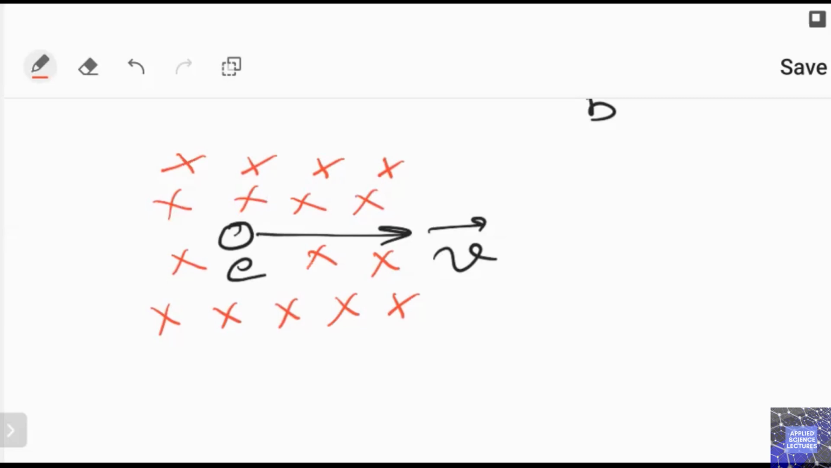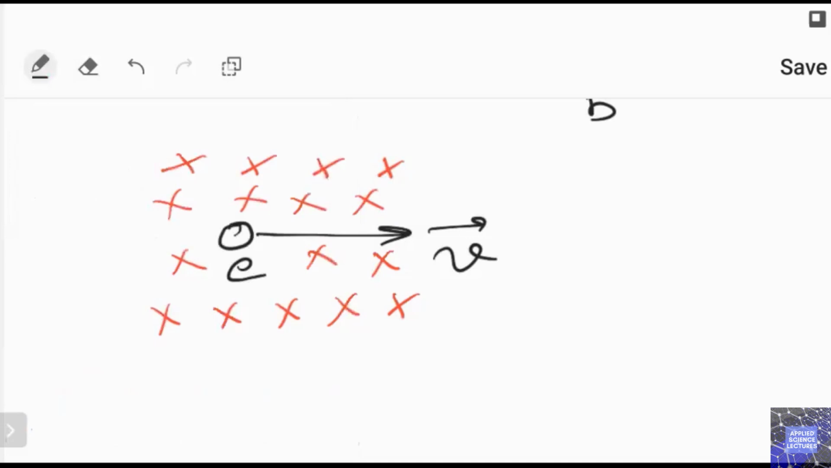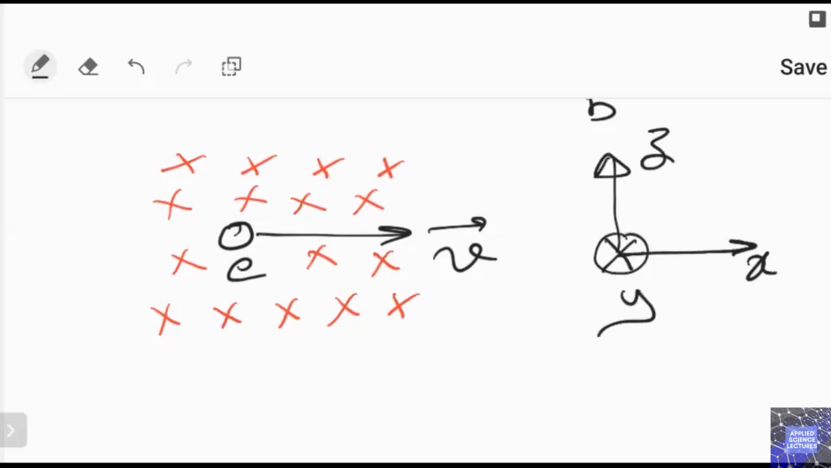So if I am to adopt the following coordinates, where this is x and this is also z, then in this case y would be pointing into the page. And I would like to calculate the direction of the magnetic force.